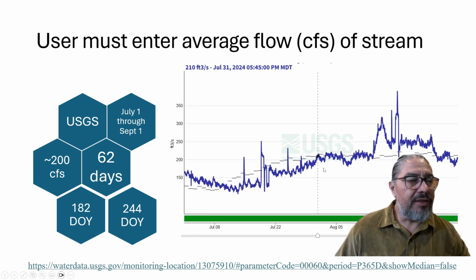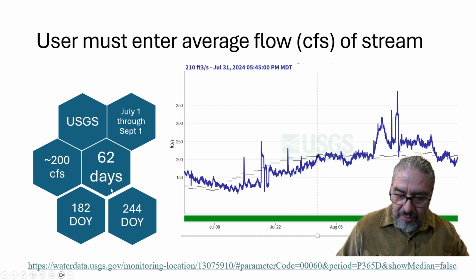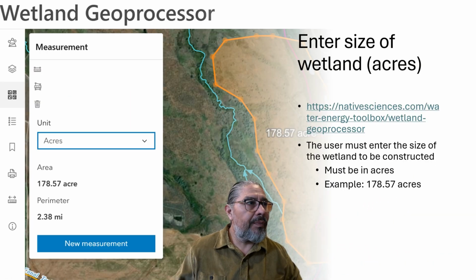Then also here is the USGS gauging station, and it shows what the flows are like during that same time period. You can see that on average it's about 200 CFS during this time period. We need that value for our flow to enter into the Wetland Geoprocessor model.